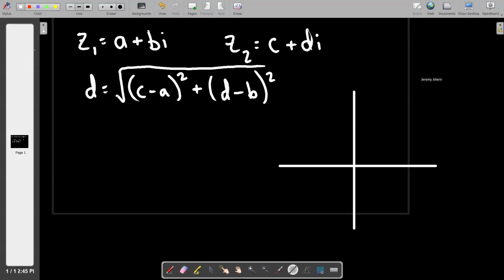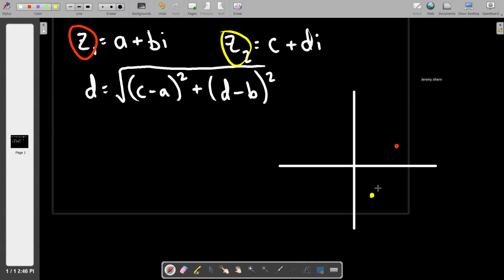So let's say the red point will be Z1 and the yellow point will be Z2. If I just plotted some random complex number out here, Z1, and I put it there, not even going to give it a name or numbers or anything. And then let's say that I plotted Z2 right here.